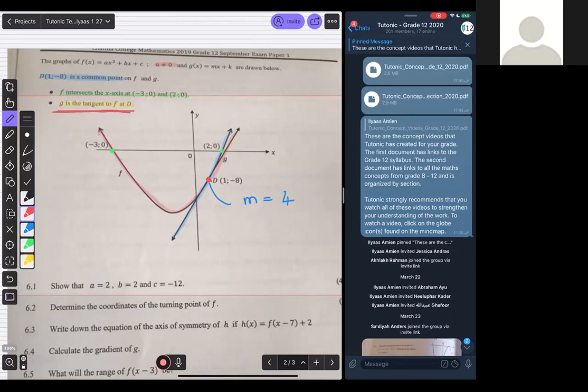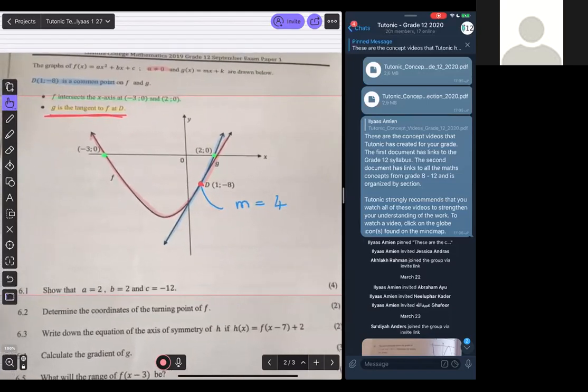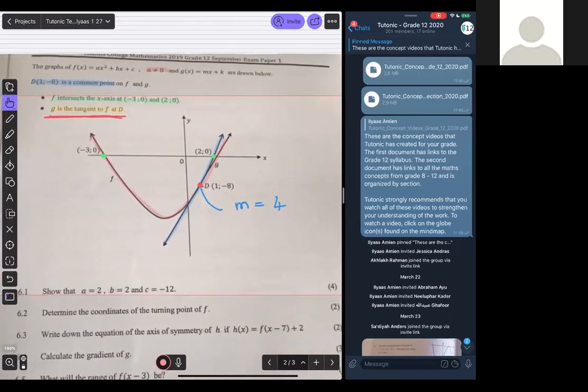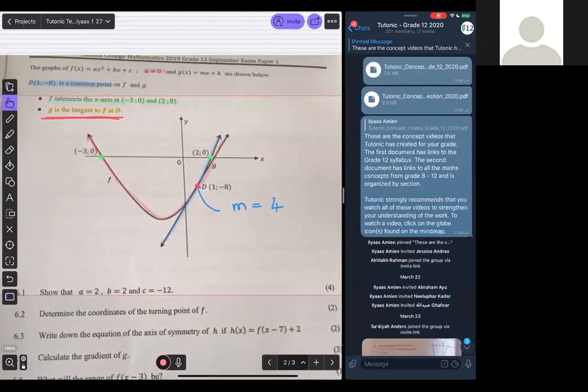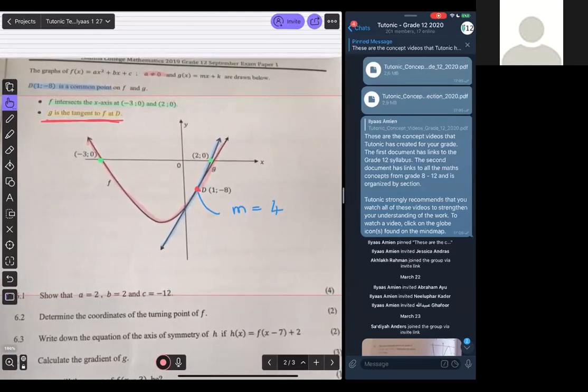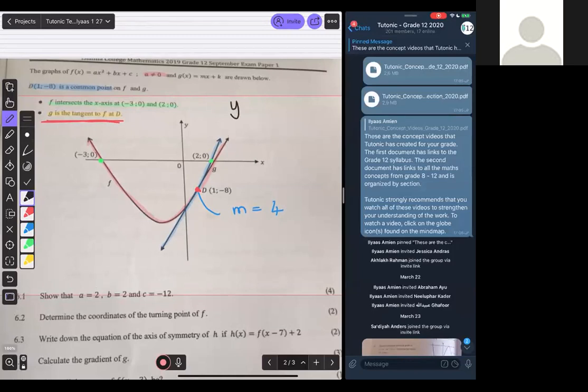Okay, number 1, show that a equals 2, b equals 2, c equals -12. How would you guys do it? Number 6.1. Anybody have an idea? Amara, what did you do? Okay, so I got A, but I got confused with B and C. What I did with A is that the equation y is equal to a, open bracket, x minus x1, close bracket, open bracket, x minus x2, close bracket. Yeah. And then I subbed the point and I got 2.